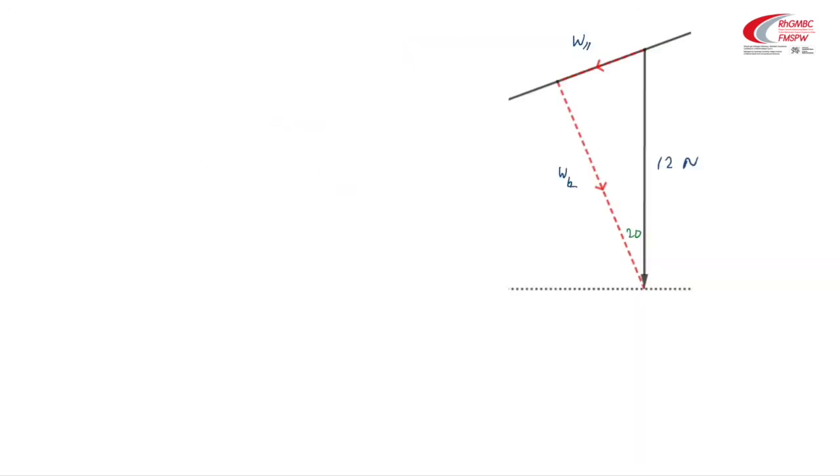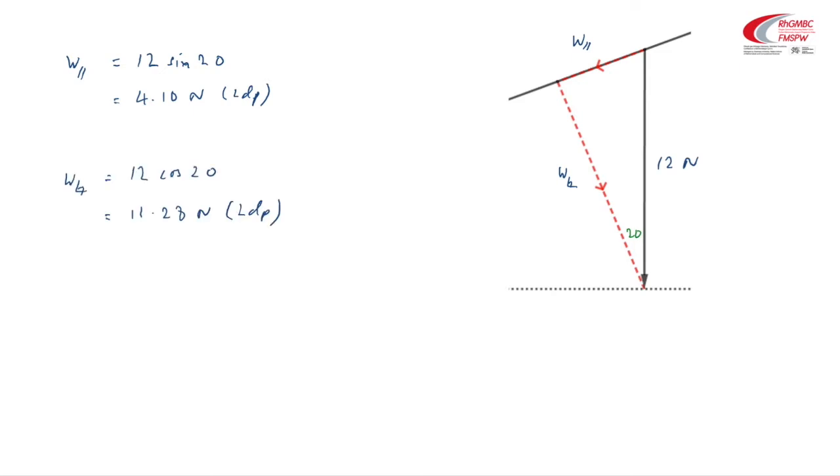So in this example we have a weight of 12 newtons, and we can see that the weight parallel, W parallel, is opposite to the 20 degrees, and therefore it's 12 sine 20, 4.10 newtons, and the perpendicular component is the adjacent to the angle, and so that's 12 cos 20, or 11.28 newtons.